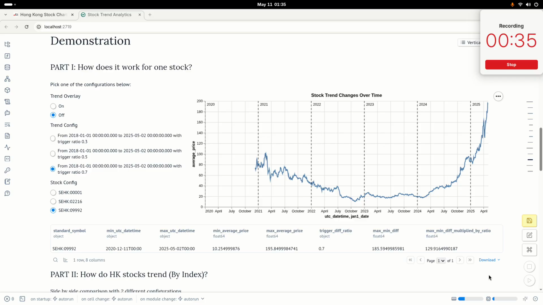It could be a very tedious process, and you might not always find the stock with the price trend you're interested in. So I've created a tool which uses the computer to look for those stocks. On the screen you see the stock 9992, which is traded in the Stock Exchange of Hong Kong.